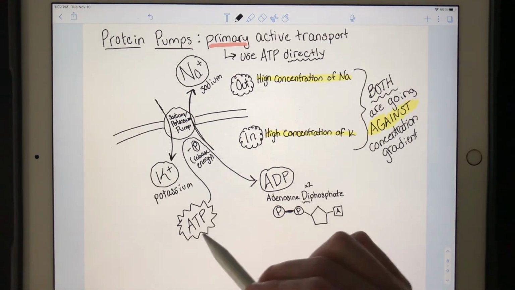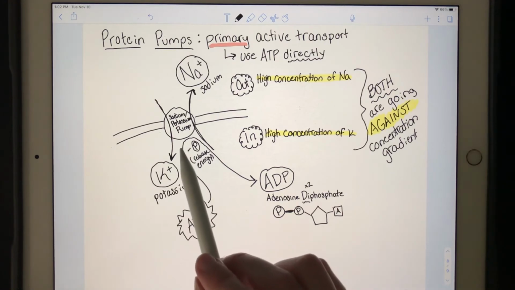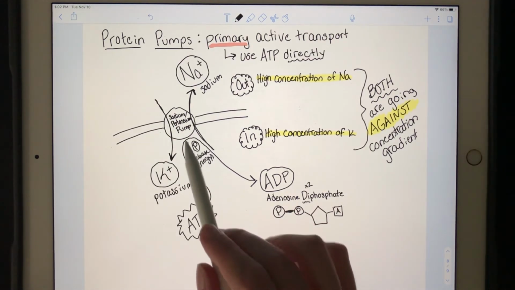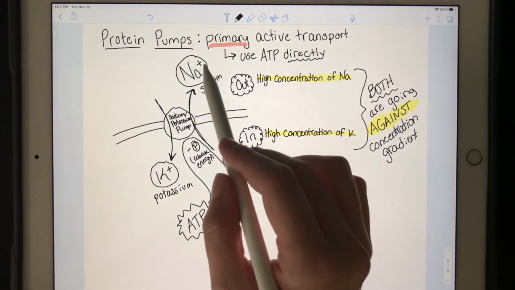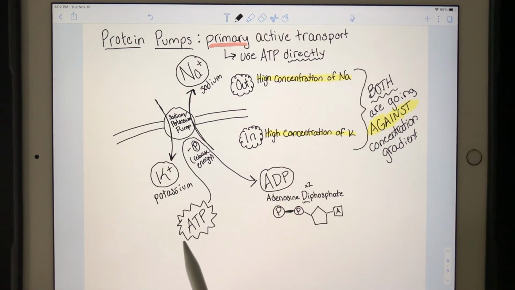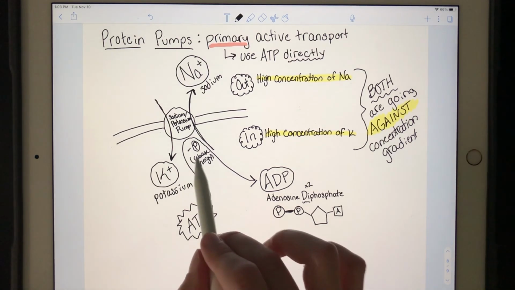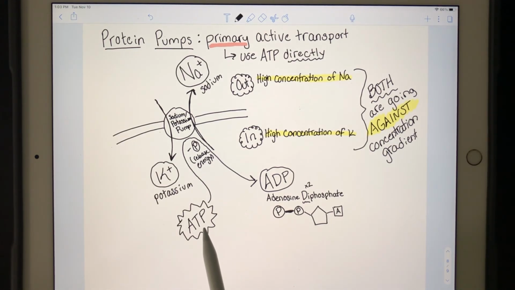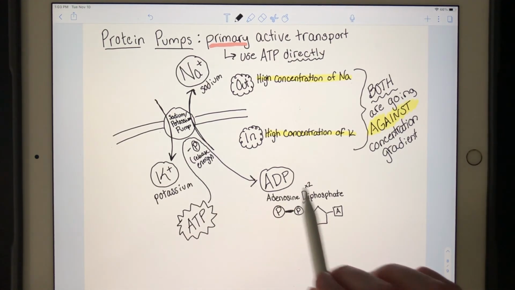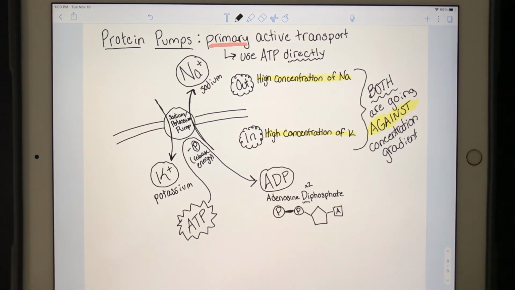So the protein pump needs energy directly. The sodium-potassium pump could not pull in potassium and push out sodium without the help of the energy that is released when we break a phosphate off of ATP. And when we lose a phosphate on adenosine triphosphate, we end up with adenosine diphosphate, di meaning two. And another reminder is that both of these things, sodium and potassium, are moving against their concentration gradient. They are moving from areas of low concentration to areas of high concentration.